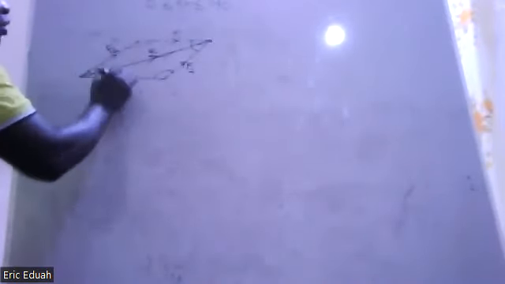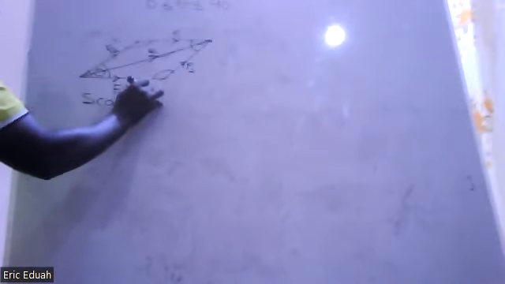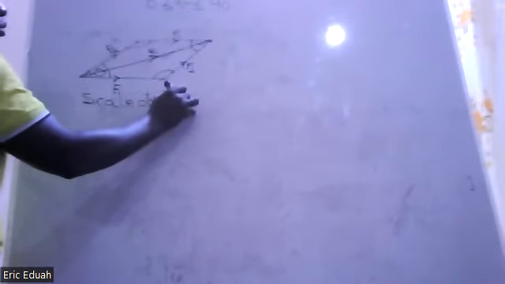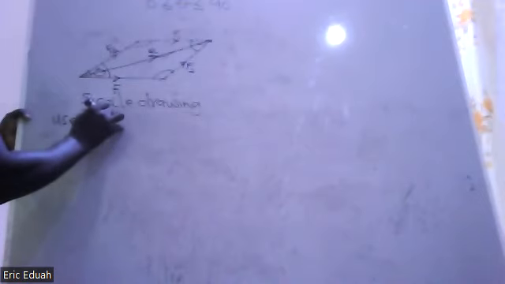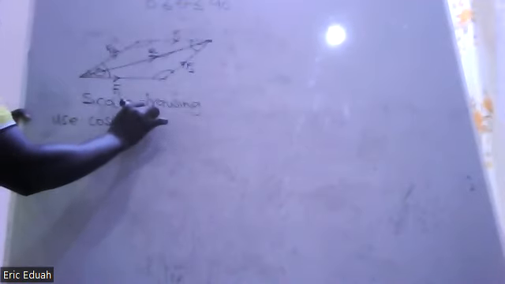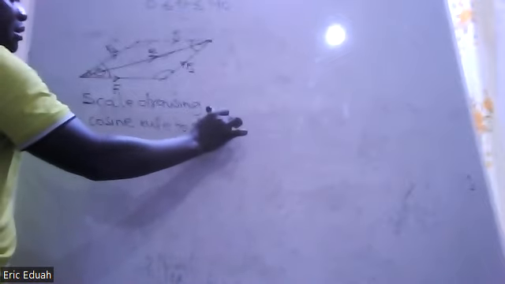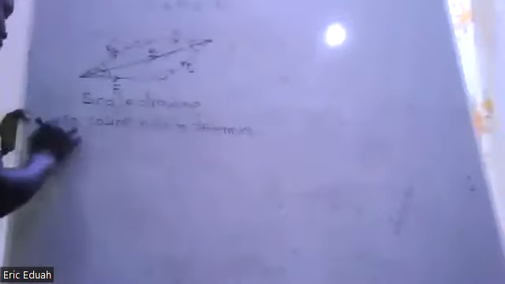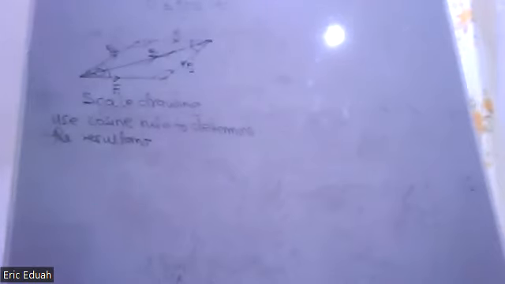All right. Because this is not a scale drawing, we use the cosine rule to determine the resultant. What is the cosine rule?